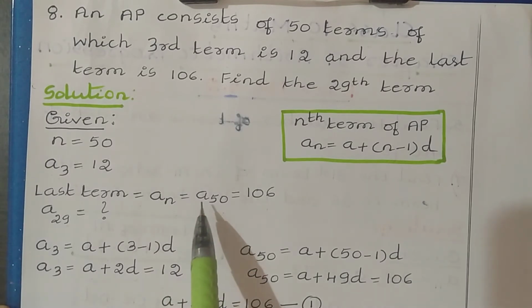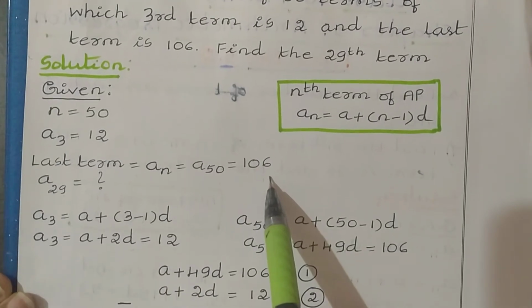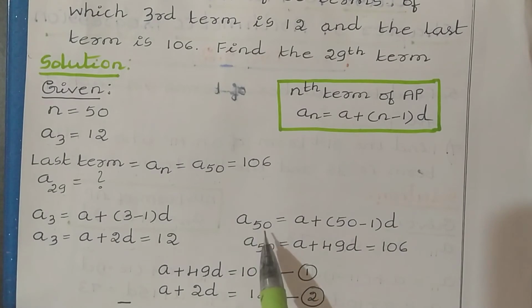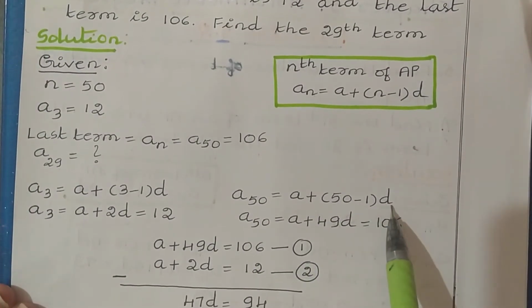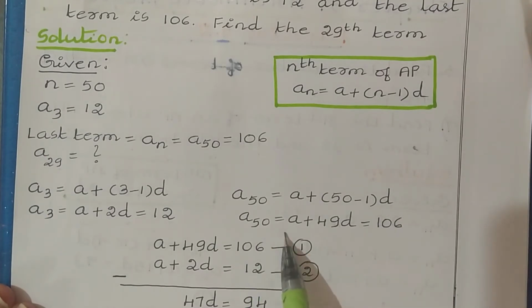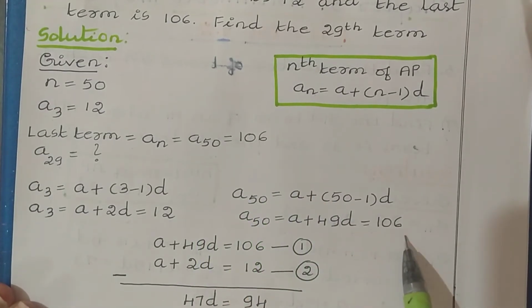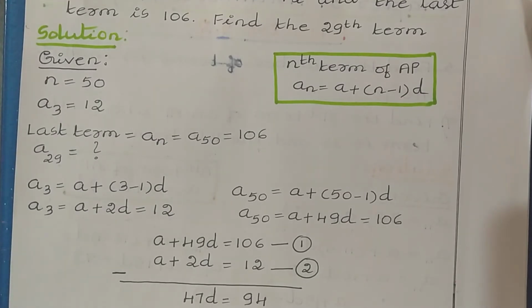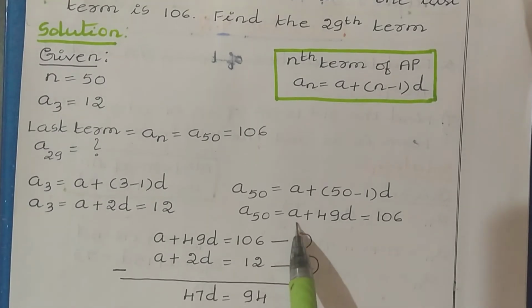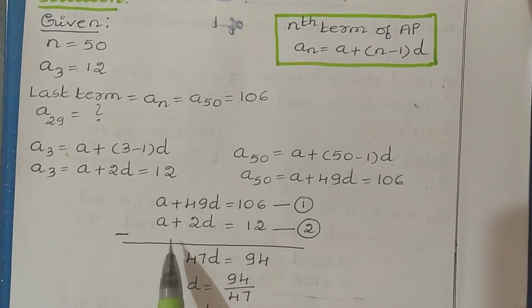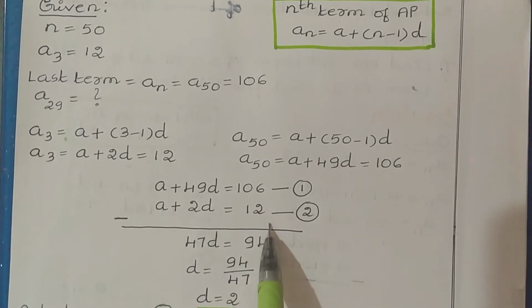Similarly, we know here A50 is equal to 106. Substitute n as 50 in the formula, so we get A50 is equal to a plus 50 minus 1 into d. A50 is equal to a plus 49d. And A50 is equal to 106, so this is equivalent to 106. Now here we can see two equations. One is a plus 49d is equal to 106. And another equation is a plus 2d is equal to 12.